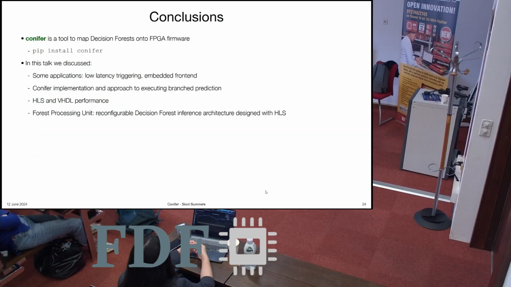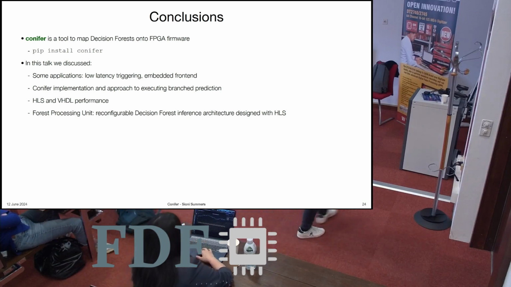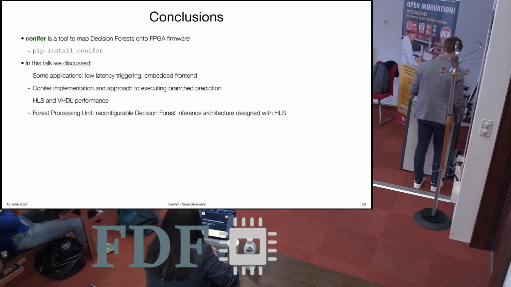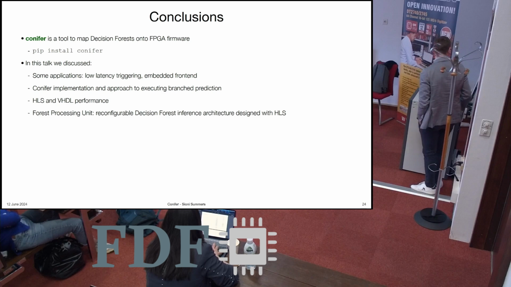So that brings me to the conclusions. Conifer, as I've described it, is a tool for mapping decision forests onto FPGA firmware in a couple of different ways. It's easily accessible, so you can pip install it. And in this talk, I discussed at the beginning some of the applications, and then throughout the rest of the talk, the various implementations from the static implementation with HLS and HDL, and lately this forest processing unit reconfigurable design. Thank you.